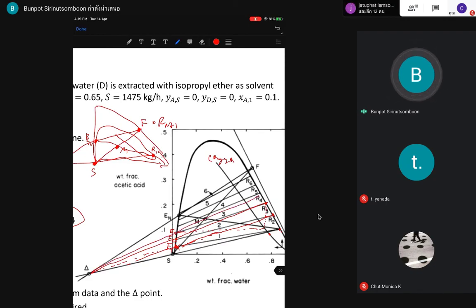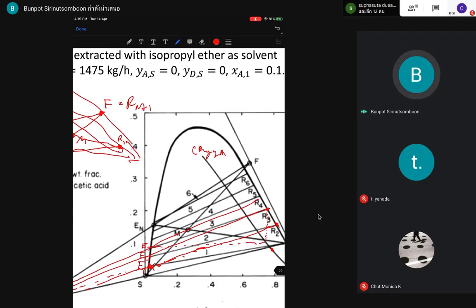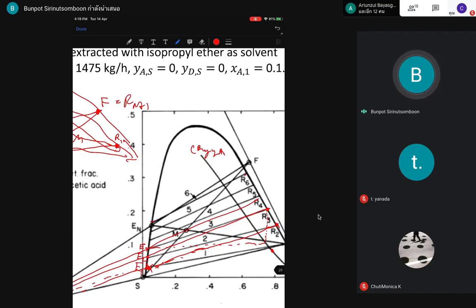to go to R4. And then you keep doing it again and again until from R6 it passes this En. Okay, it goes over En here, then you stop. Like this point, this tie line from R6.